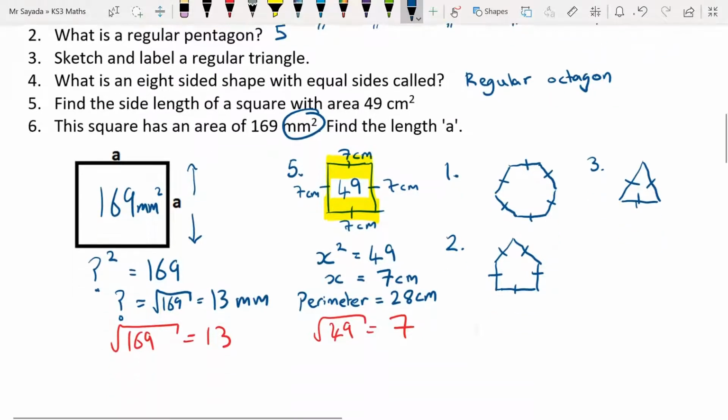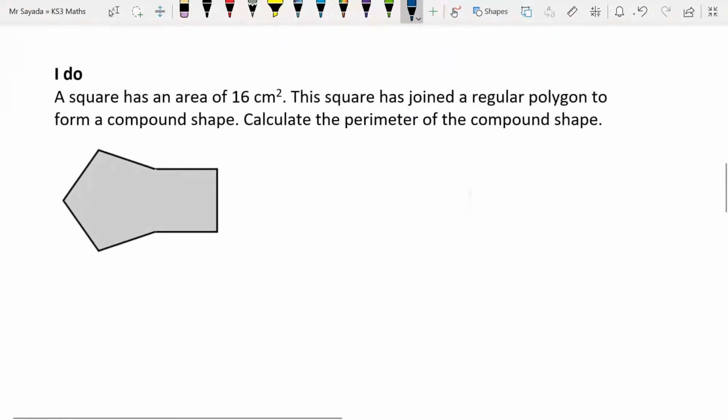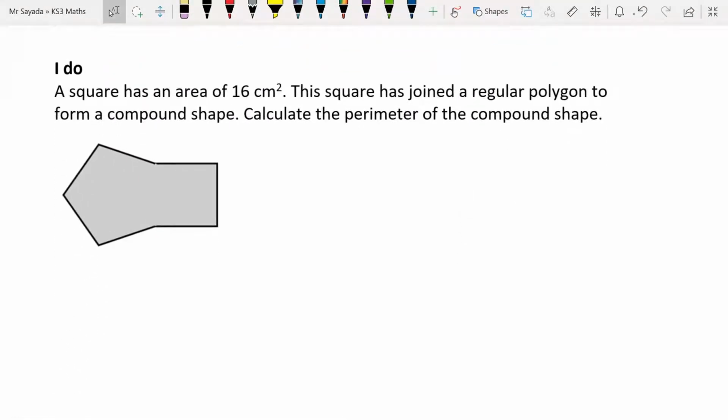So let's have a look at an example question. So this one I'm going to do completely by myself. Pause the video to read the question. Press play once you've read it. You should have now read this question. So I'm told that a square has an area of 16 centimeters squared. So the square is this shape here. And it's joined to a regular polygon to form a compound shape.